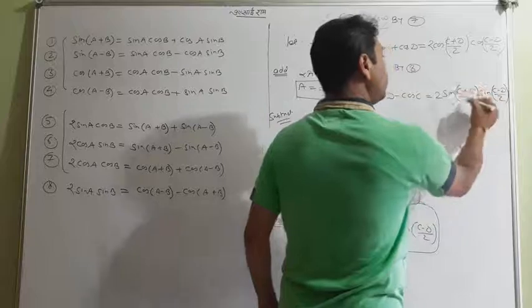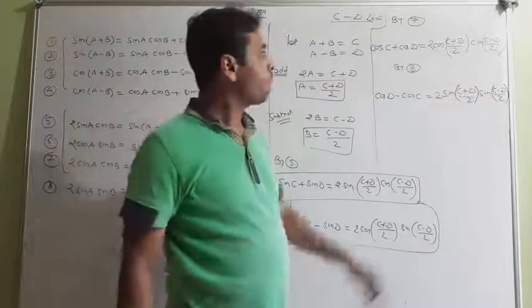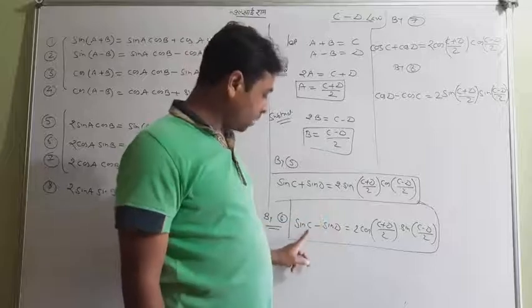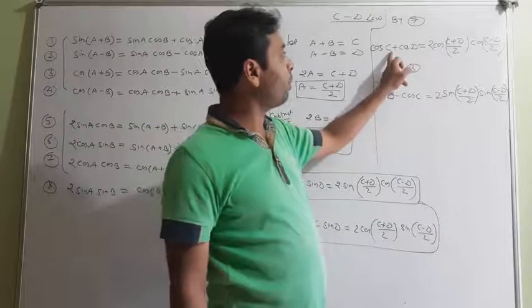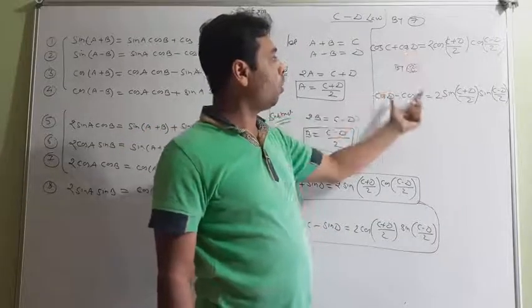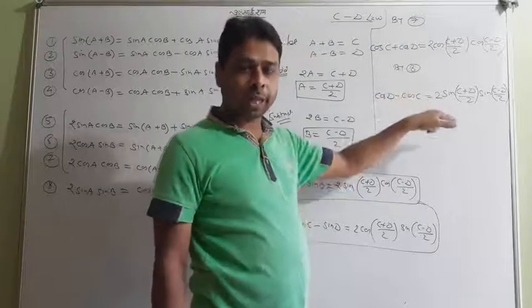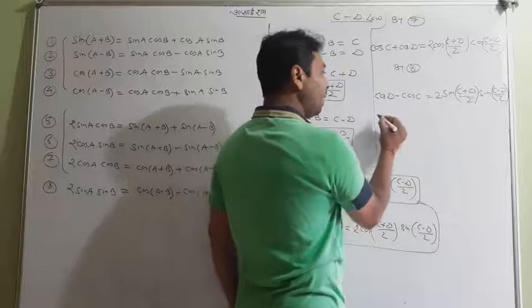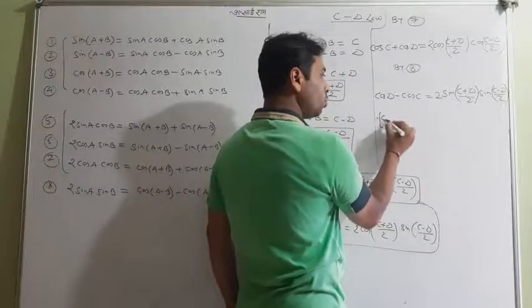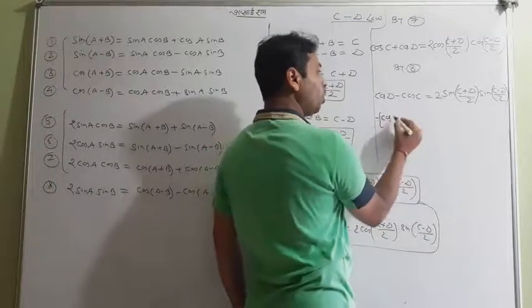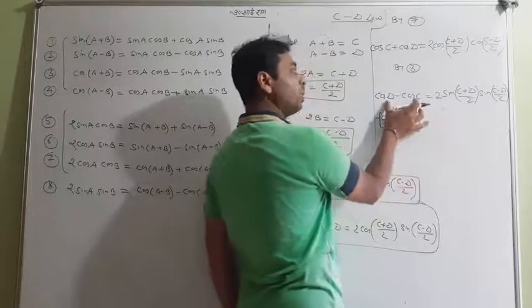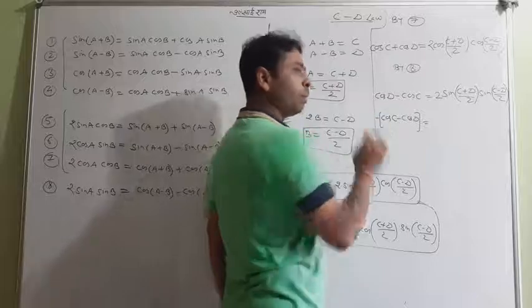I want to do a little change in the concept. In all formulas we have C first and D last. I want that C should come first and D should be last. So look at the very interesting work I am doing. I am taking minus common. After taking minus common, cos D minus cos C will change to cos C minus cos D.